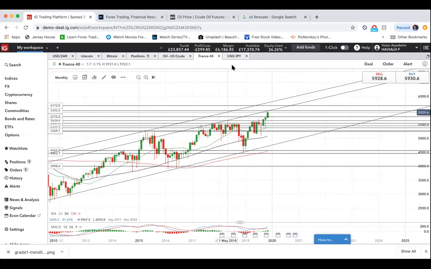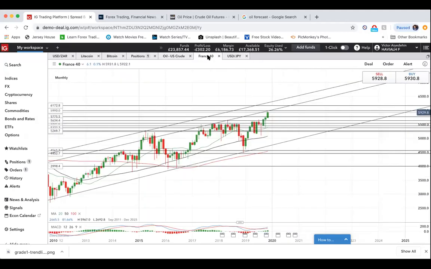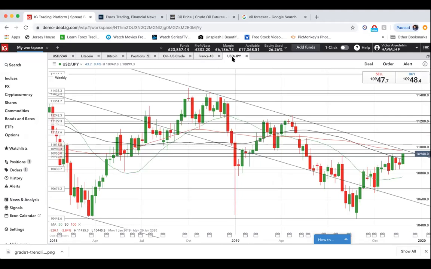So let's look at France 40 first, and then we're gonna look at USD JPY, and then we're gonna look at one commodity. So we're gonna use crude oil. Okay, so we're gonna use these three instruments here. Crude oil is gonna represent commodity, and we're gonna look at France 40 for indices and USD JPY for forex. And of course, if you have any question regarding any market that you're looking at, please feel free to ask me.